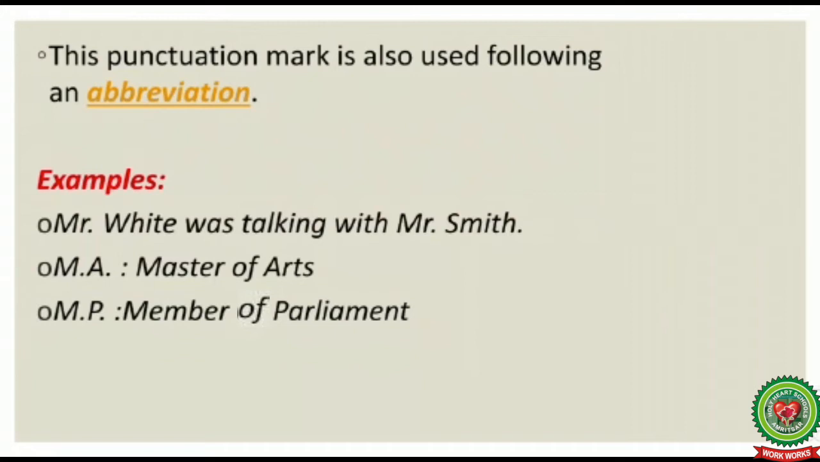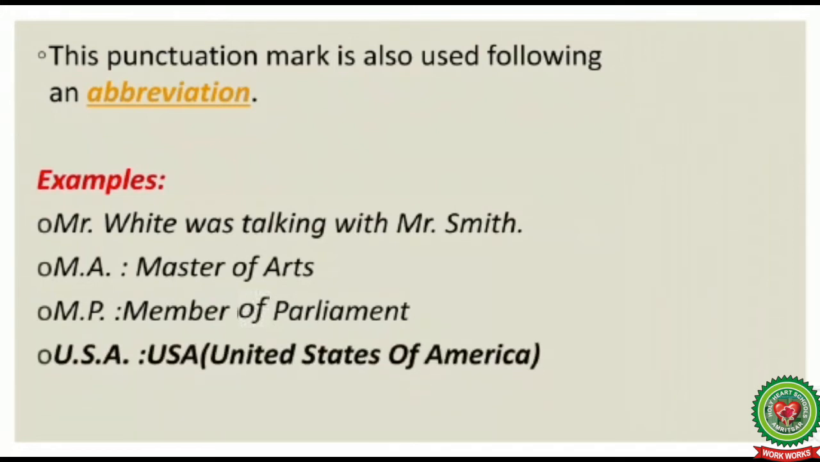Full stops are often used in abbreviation, though they are usually omitted in modern style. We write USA instead of U.S.A., that is United States of America.